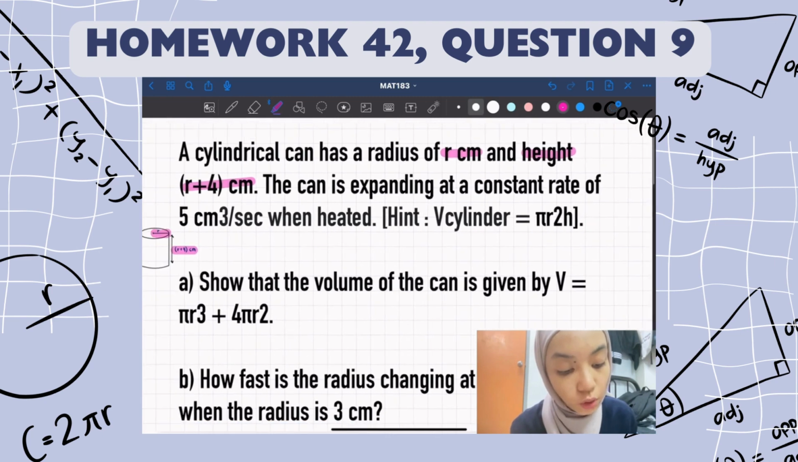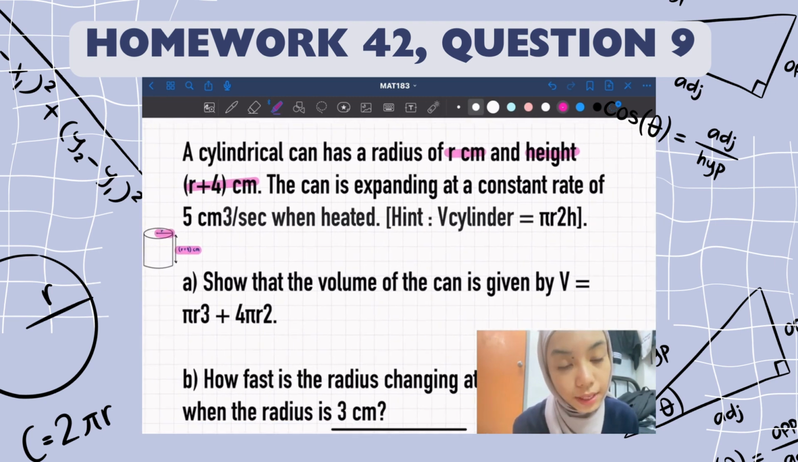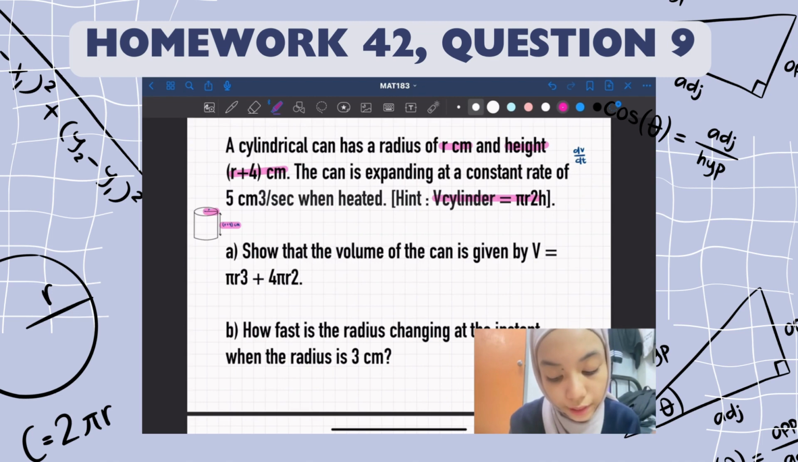So what is a constant rate of 5 cm cubed per second? It is dV per dt. So we know that the info is dV per dt is 5 cm cubed per second. For the first question, we're just going to show that the volume of the can is given by V equals pi r cubed plus 4 pi r squared. So we're just going to put the V of the cylinder and the information into it.